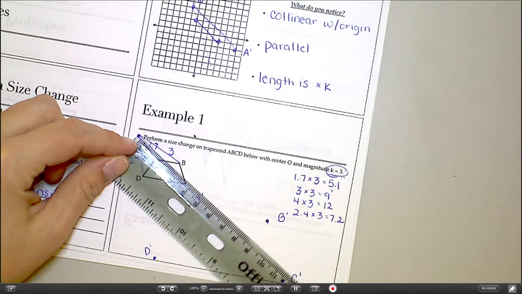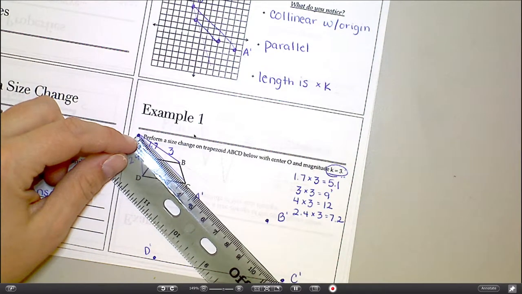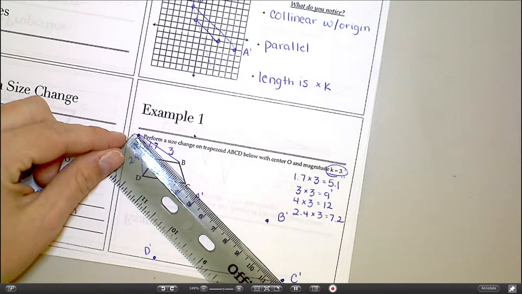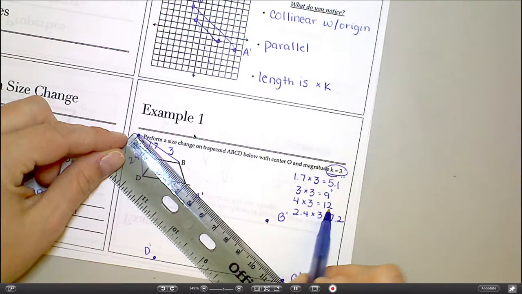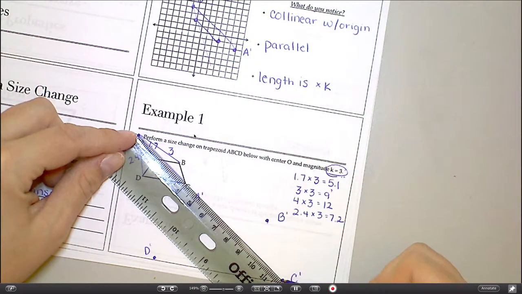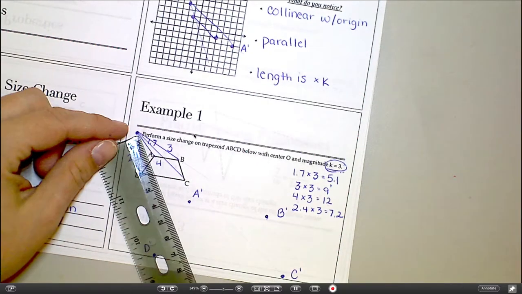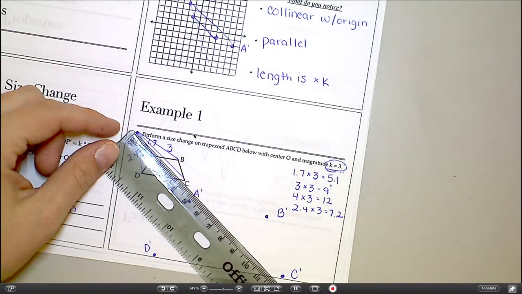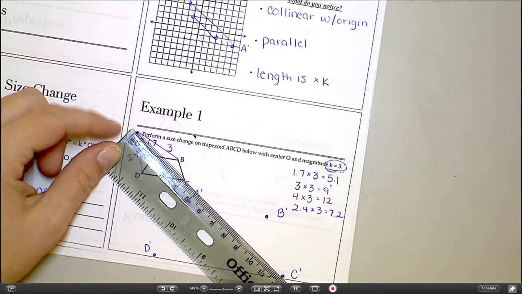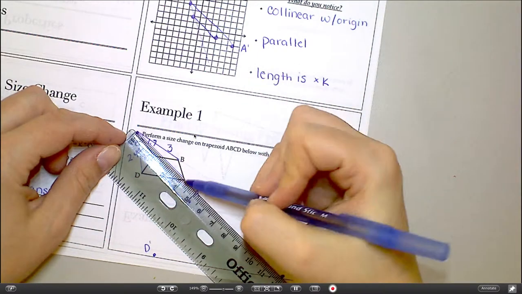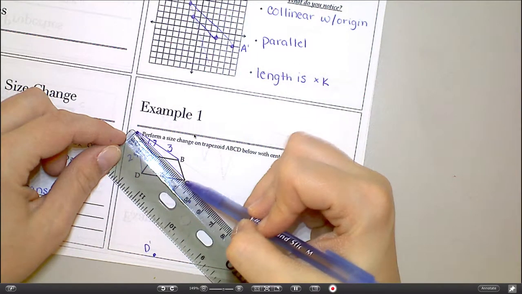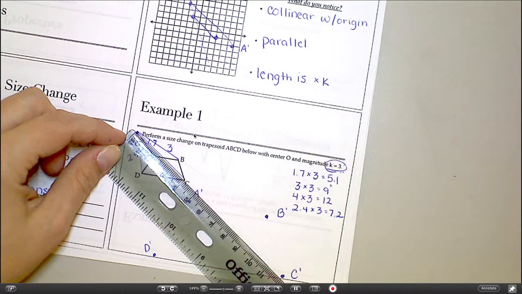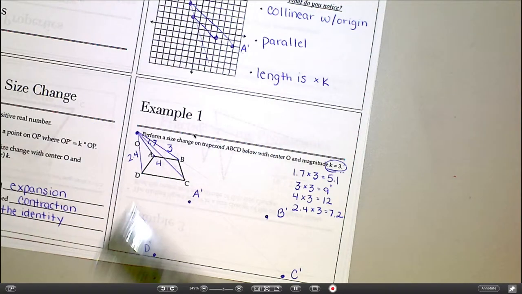Then I did the same thing with C. I measured from O to C, found that it was like 4 centimeters, and then multiplied that, got 12, and then went 12 centimeters down this way. Wait, how did you get the 4? The 4? I measured from O to C. So like I measured from here to here, and that's right at 4 centimeters. Then you multiply that by 3. Yep, multiply that by the 3 because that's my magnitude. Okay, does that make sense?